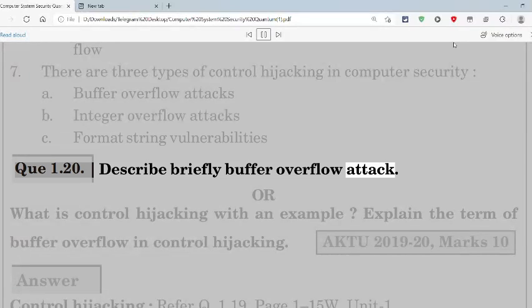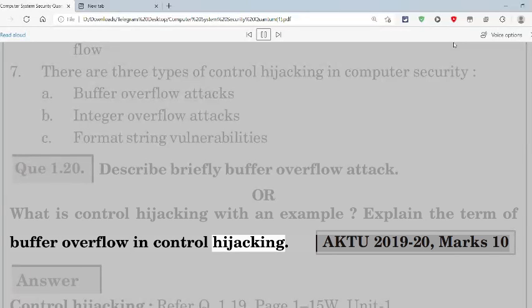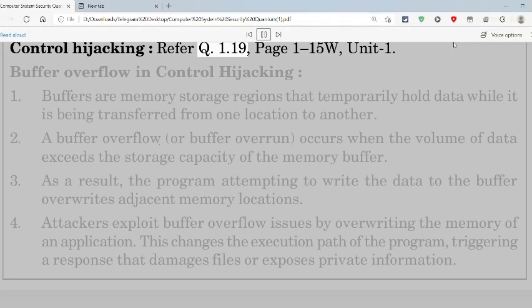K1.20. Describe briefly buffer overflow attack. Or what is control hijacking with an example? Explain the term of buffer overflow and control hijacking. AKTU 2019-20, Marks 10. Answer: Buffer overflow and control hijacking.